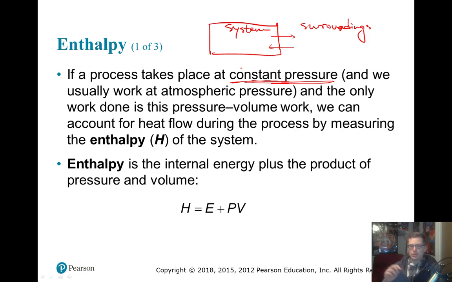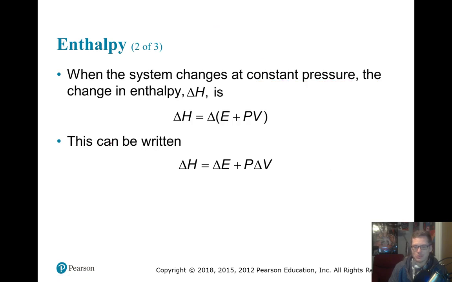All right. So enthalpy is defined as the internal energy plus the pressure times the volume. We use a capital H for enthalpy because enthalpy starts with an H. Yeah, I'm just teasing. I have no idea why we choose capital H for enthalpy. But anyway, we can't use E because that was internal energy. So H equals E plus PV.